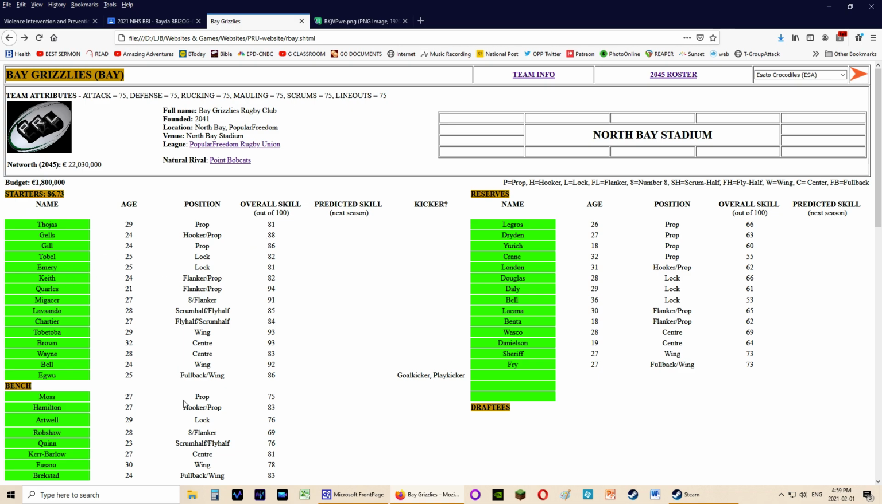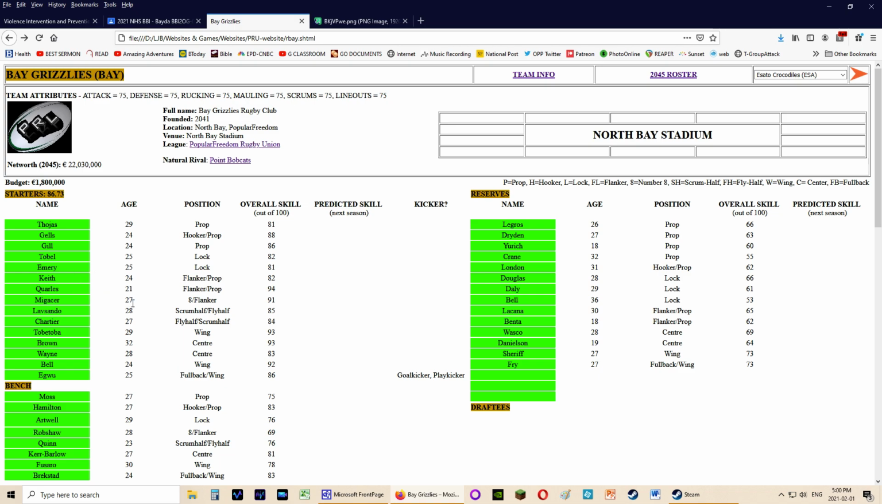Like certain sports, hockey's not the best example, but definitely other sports are. You also have bench players. These are players who normally don't start, but because players get injured or players get tired, they sub out, and then these players would come in during a match.